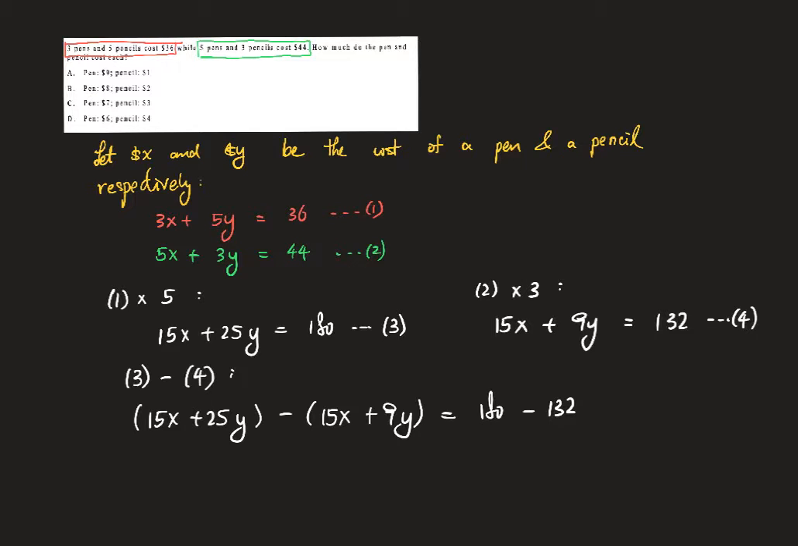On the left side, we have 14y. Sorry, should be 16y. And on the right side, we have 48. So y equals 3. Again, this 3 means the cost of a pencil is 3.